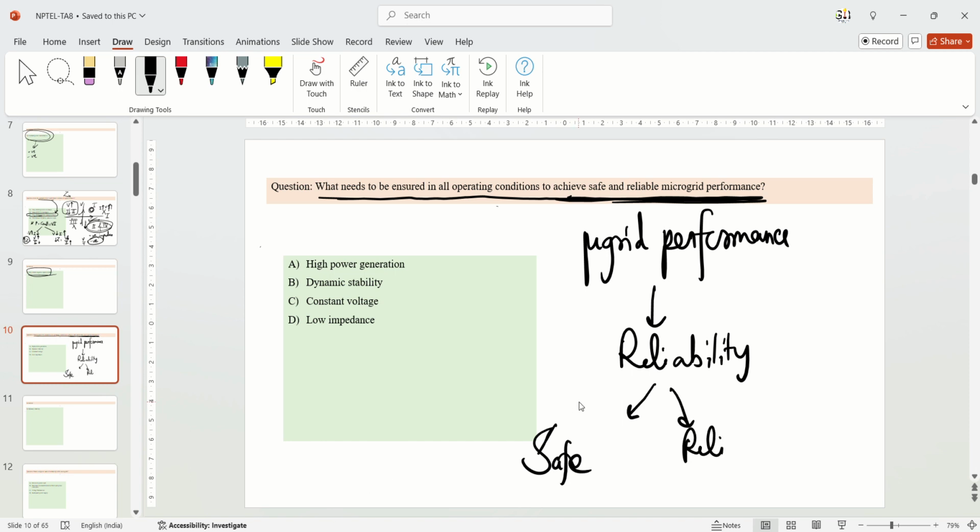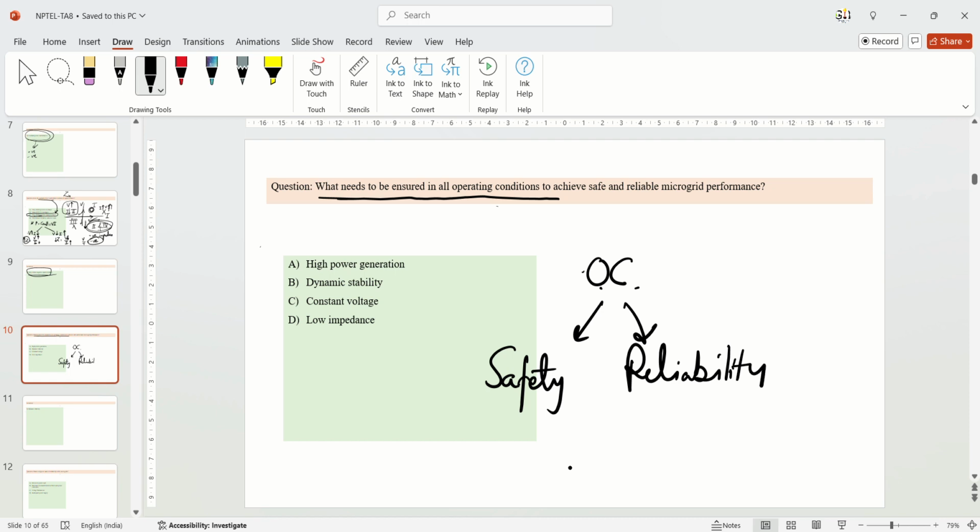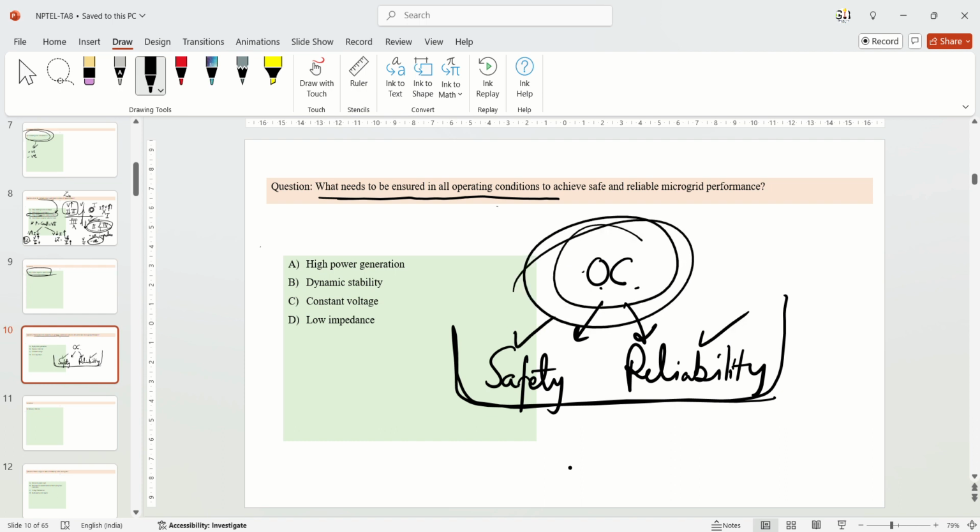So the operating condition should be safety and reliability. You have to tell me which of these needs to be ensured in these operating conditions. What things must be ensured? Low impedance, constant voltage, high power operation, dynamic stability. In case of microgrid performance, think wisely, and you will get the answer for sure.